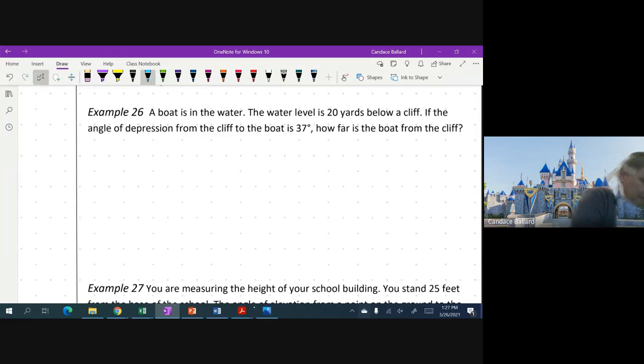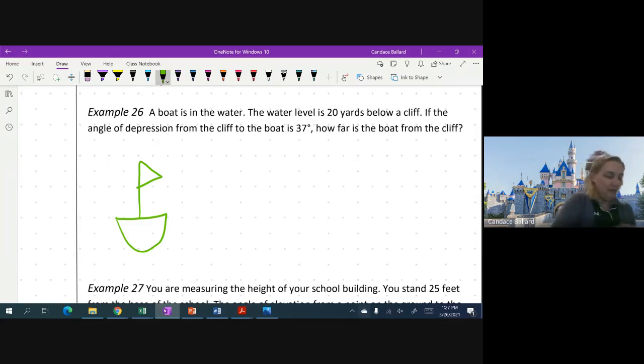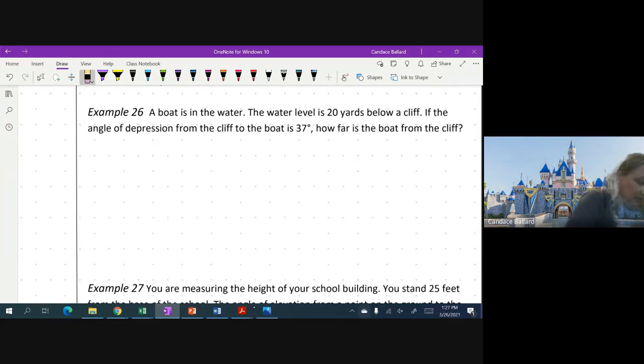Okay, here comes the boat. We'll make it a green boat this time. There's the boat. Oh, I drew it really big. Probably too big. I gotta erase that because it's gotta go with a cliff. We gotta make it smaller. There we go. There's my boat. Okay, boats always are in water. There we go. The water level is 20 yards below a cliff. All right, here's my cliff. There we go.